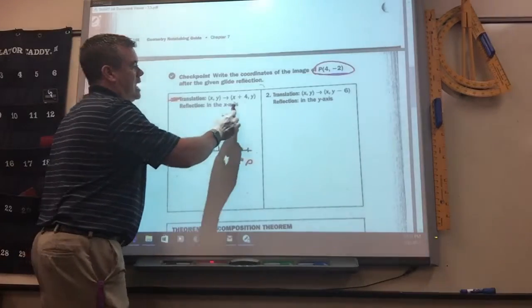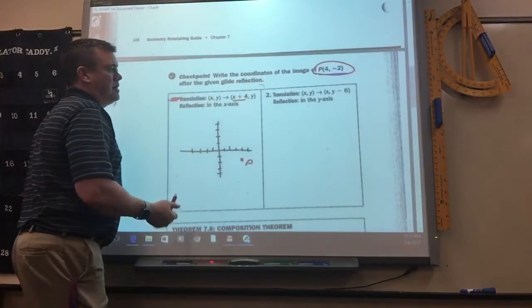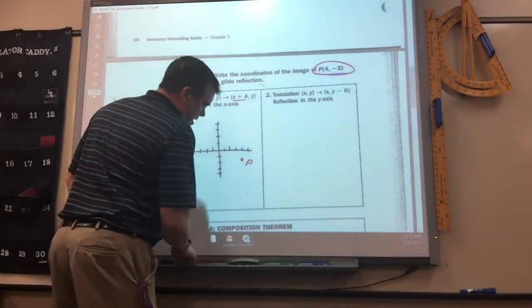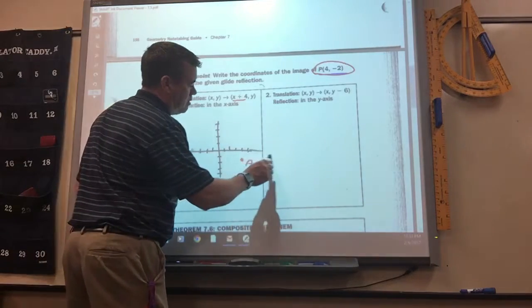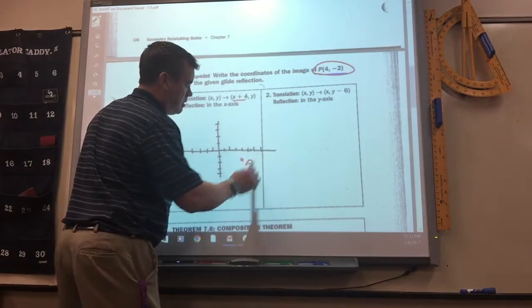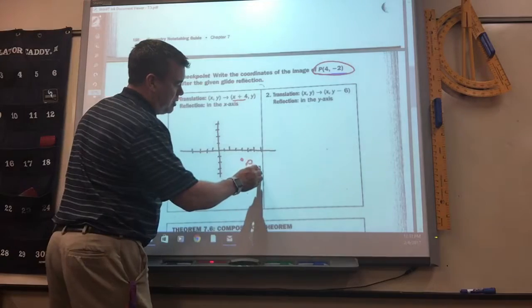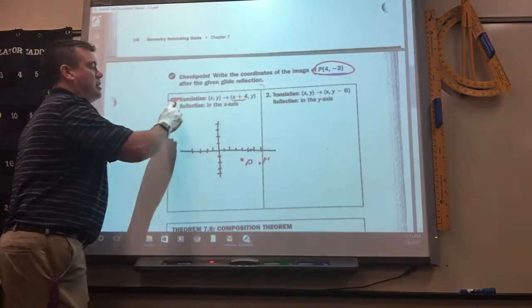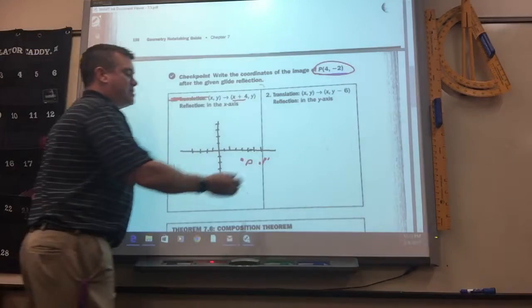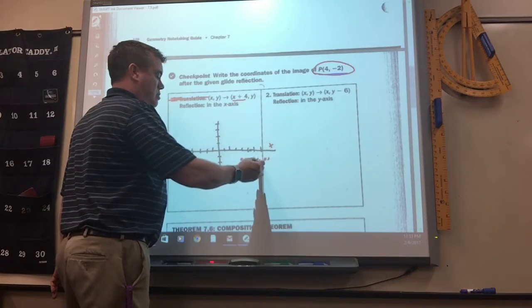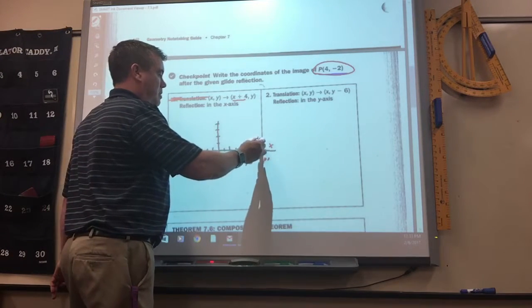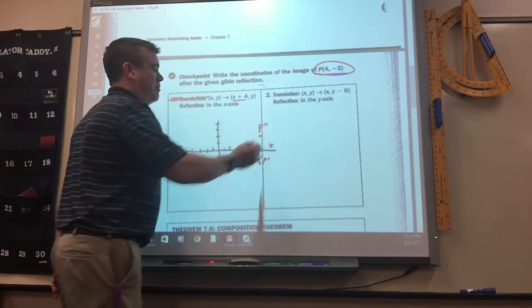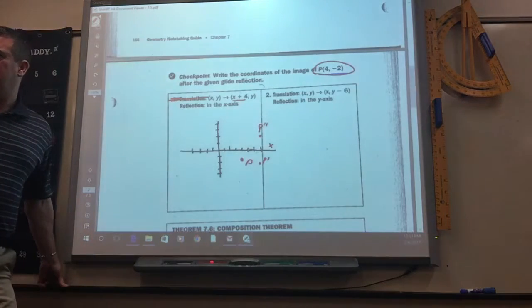Translate it, x plus 4, y is nothing. So that means I got to go right 4. So P prime would be right here. And then, so I took care of that. Then reflected in the x-axis. So it's 2 away from the x, so you'd go 2 up here. There's P double prime. Okay?